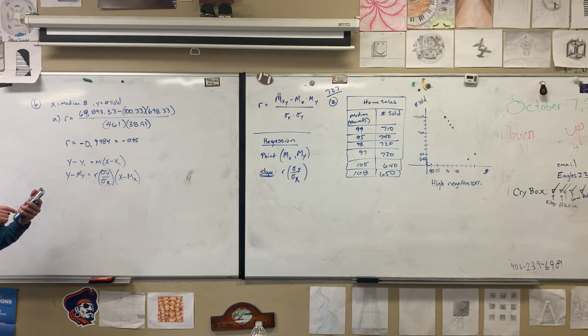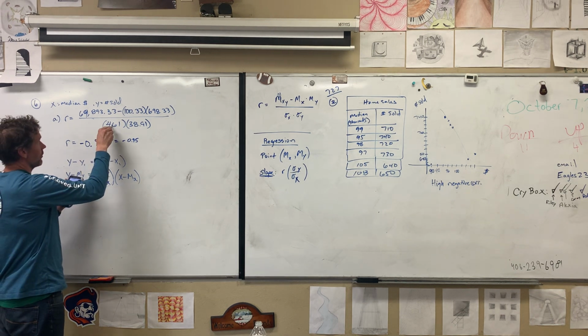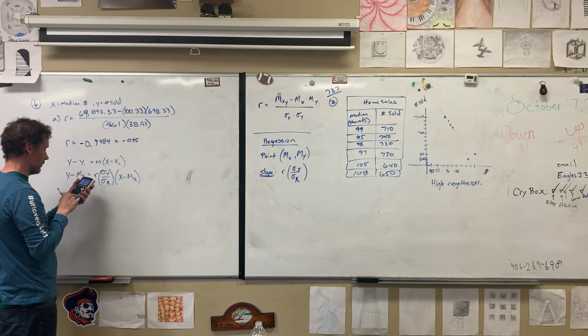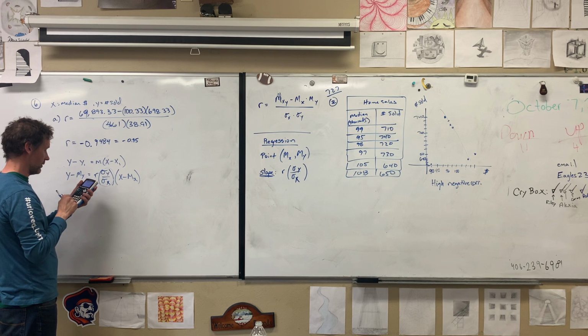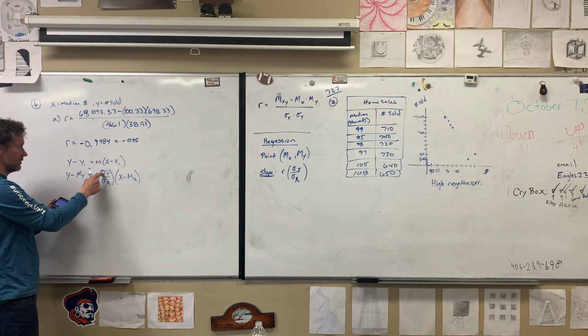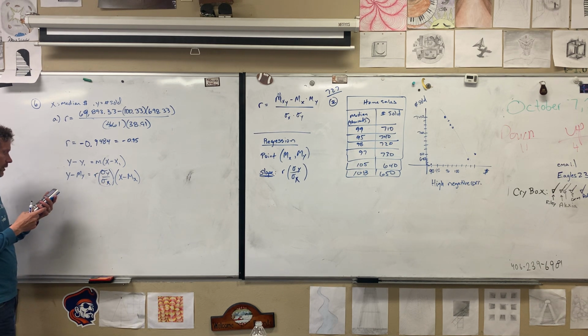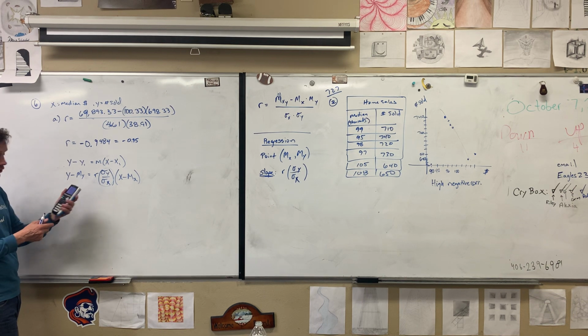So I'm going to take my answer and multiply it by sigma y, which is from the book, right? These are from the book. 38.91, right? Yes. Over 4.61 is sigma y over sigma x. So I'm just finding the slope. Why don't we go ahead and find the slope here?